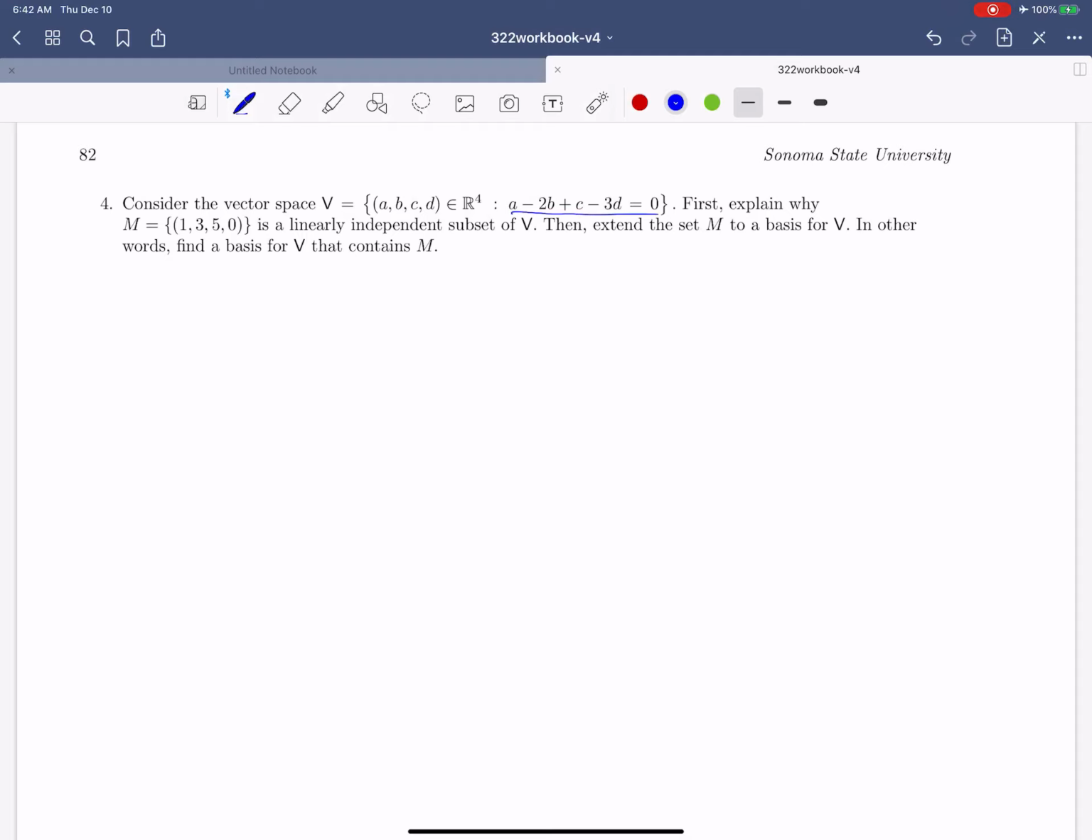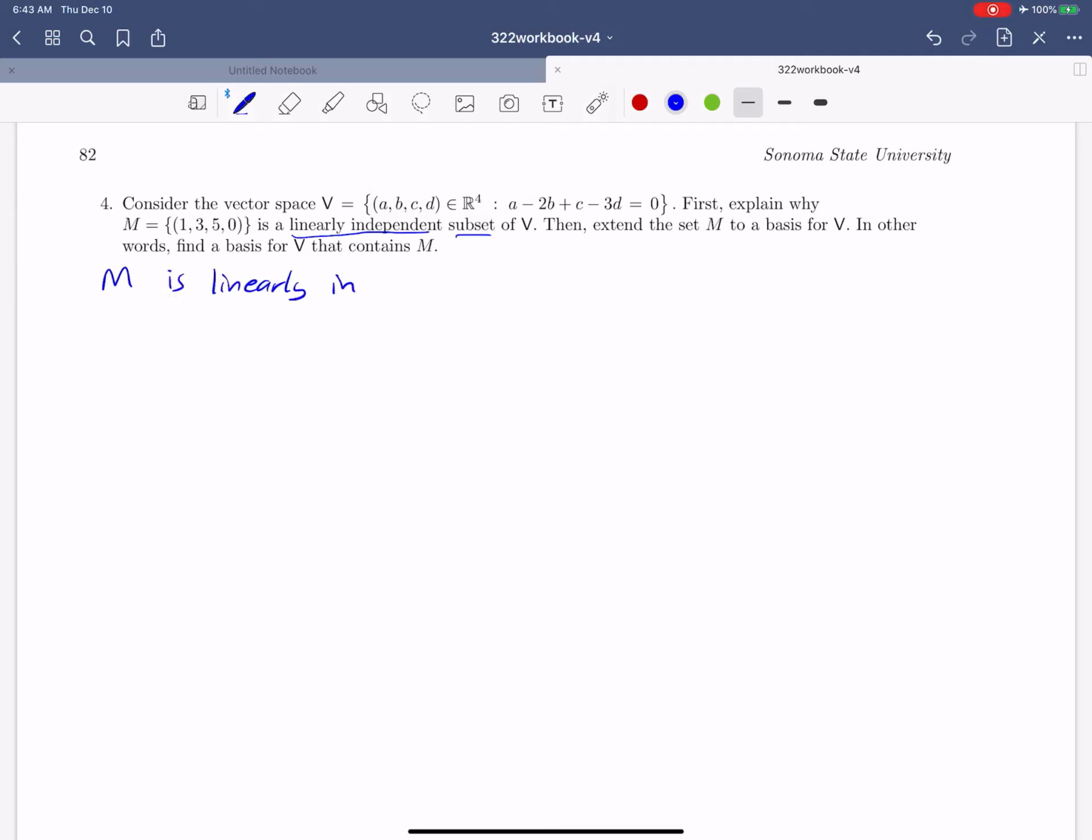So notice that first sentence is really asking us to do two things. Number one, to convince ourselves that it's linearly independent, and then number two, that it's a subset of V. We'll take those one at a time. The first part is a matter of remembering stuff that we did earlier in the course. We know that a set that has just one non-zero vector is going to be linearly independent. So I'm just going to say this for that.